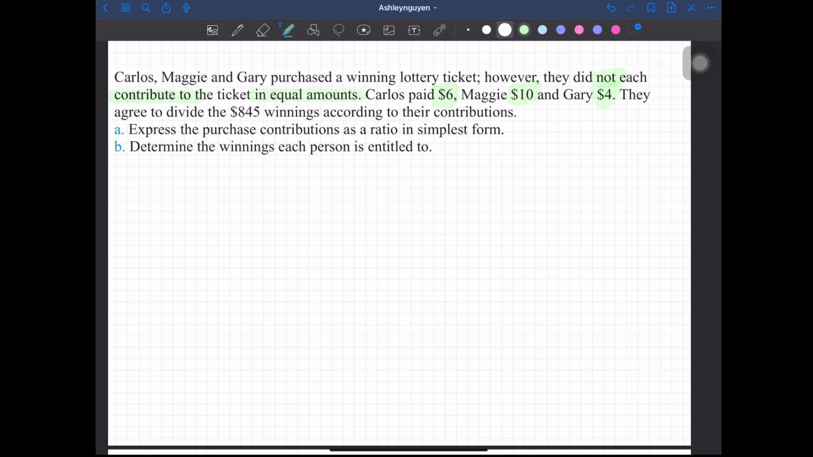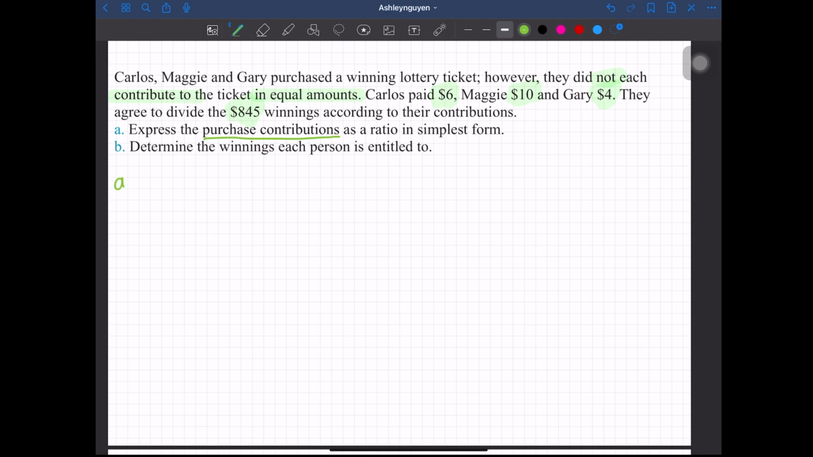They all agreed to divide the $845 winnings according to their contribution. A. Express the purchase contribution as a ratio in the simplest form.